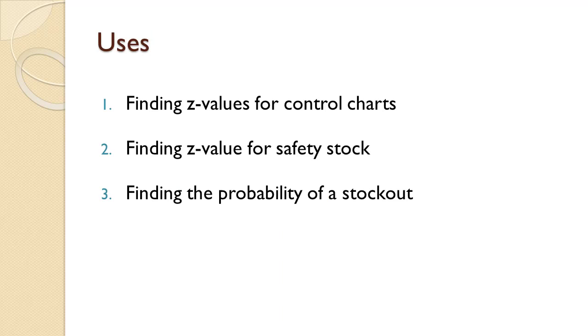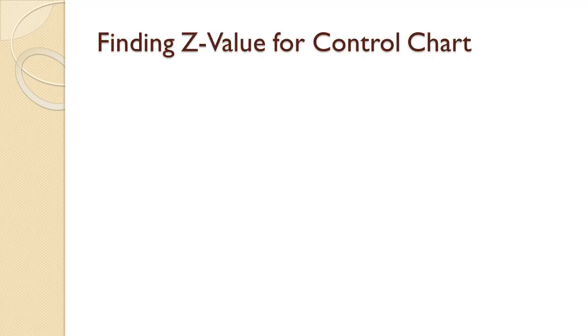ZTables have three main uses in operations management. 1. Finding a Z-value to use building a control chart when a specific probability is given. Most control charts use Z equal to 3, but any value can be used. 2. Finding the Z-value to use when setting up the level of safety stock. And 3. Finding the probability of a stockout given a calculated Z-value. We will see how to use the ZTable in each of these situations.